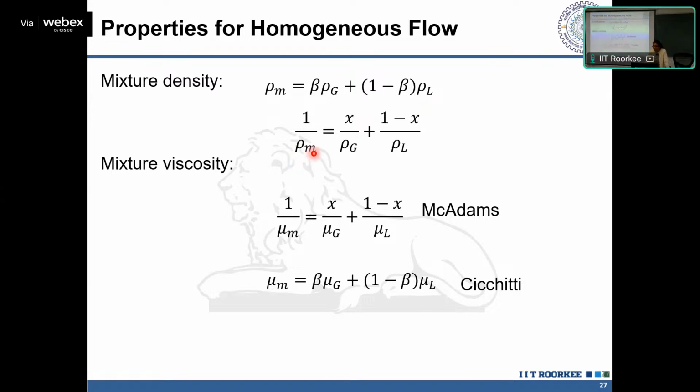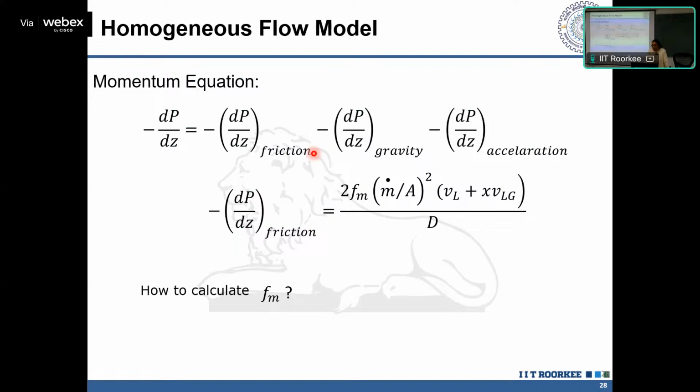So you can either use this one or use this one. If you have a change of phase occurring inside the tube, we will definitely go for this correlation for estimation of the density, and this is for the viscosity. Okay, so once you have estimated the properties, then you have the components of pressure drop. They are responsible for the total pressure drop that you are recording.